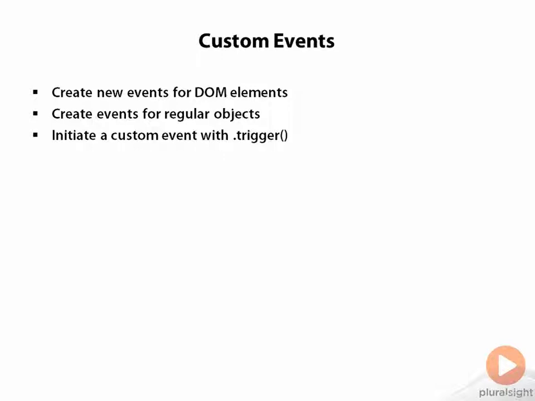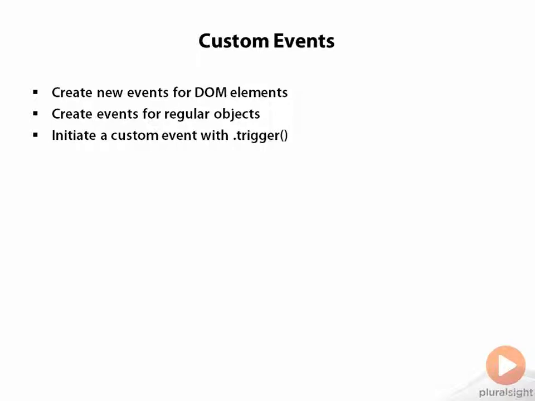Custom event handlers can also be attached to objects that aren't part of the DOM. The jQuery method used to initiate a custom event is trigger. It can be used to trigger standard event handlers as well. This can be useful when we want to mimic user interactions and process a click event as if the user had actually clicked an element with the mouse.